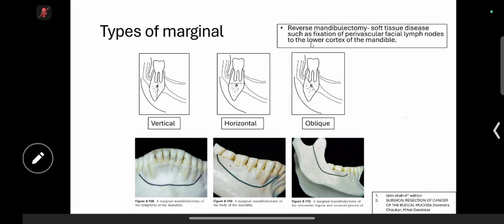And another is reverse mandibulectomy, in which the inferior border of the mandible is resected. It is done in cases where there is soft tissue disease, such as fixation of perivascular facial lymph node to the lower cortex of the mandible.